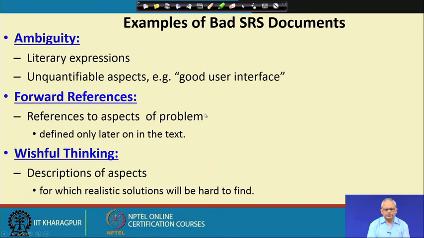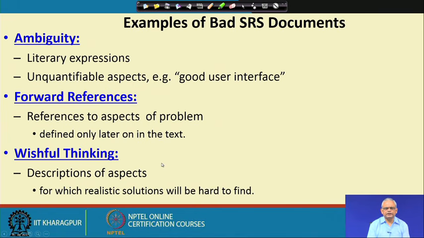Another problem with the SRS document is forward reference. As we read the document, we only know what has been already written, and if we write in the document that it should refer to a later section, then somebody would have to turn pages, read that, and again come back, and if that happens many times, it becomes really difficult for somebody to read it.